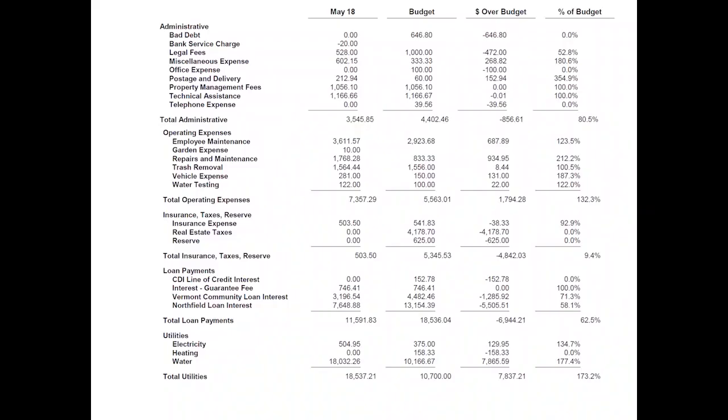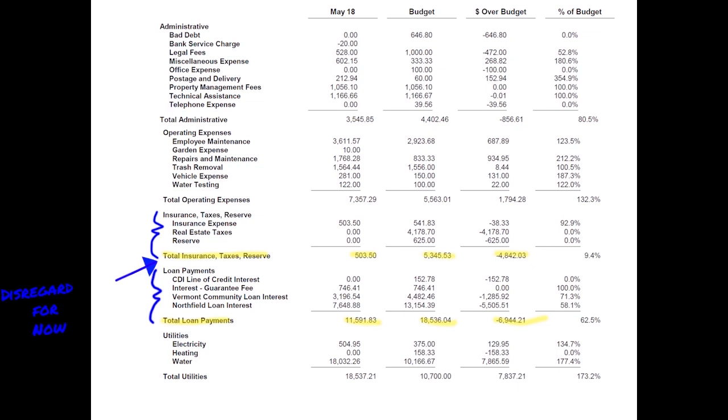If you're just getting started with this, I recommend skipping over the overarching loan and insurance, taxes, and reserves categories and focus on admin, operating, and utilities.